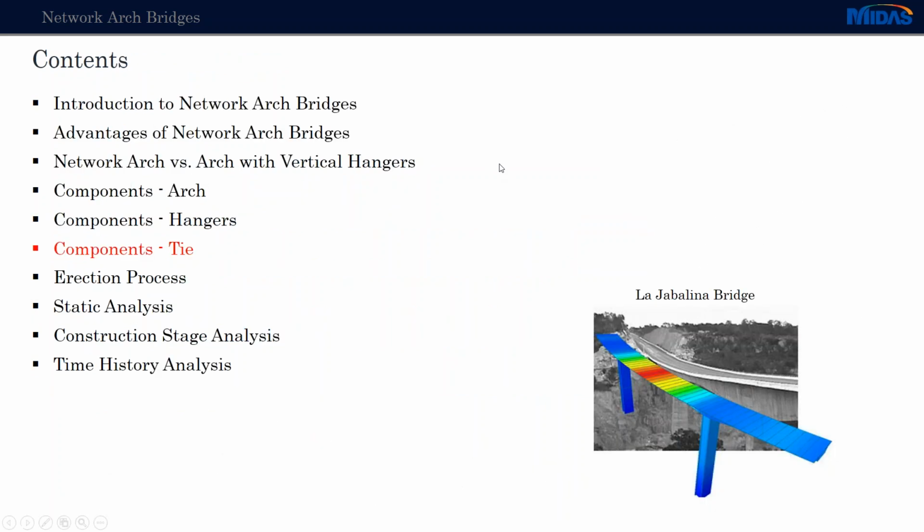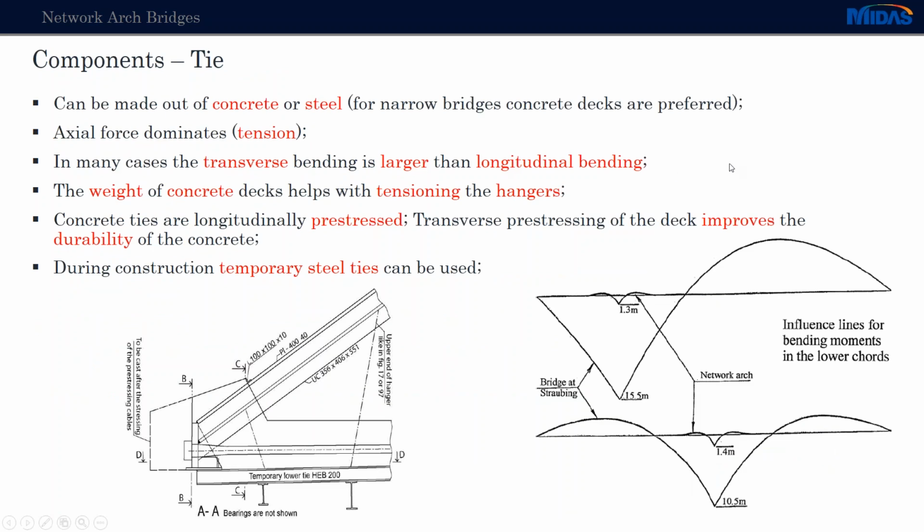Now the last component, the tie. The tie again can be done just as the arch, using concrete or steel, but for many bridges, and especially for those that are not very wide, concrete decks are preferred. Again, the tie works in tension, so when using the concrete decks, pre-tension is used.